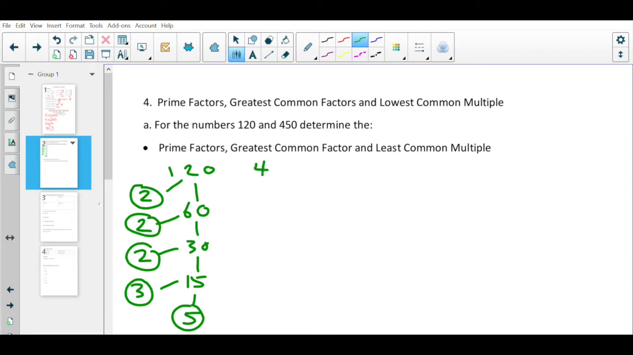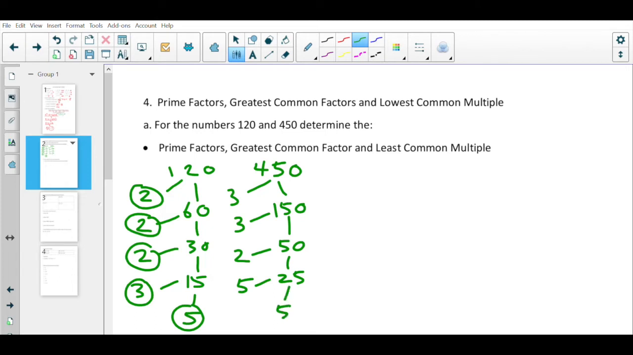450, what are the prime factors of 450? So let's divide by 3, that's 150. Divide by 3 again, that's 50. Divide by, let's try 2, that's 25. Divide by 5, and that is 5.